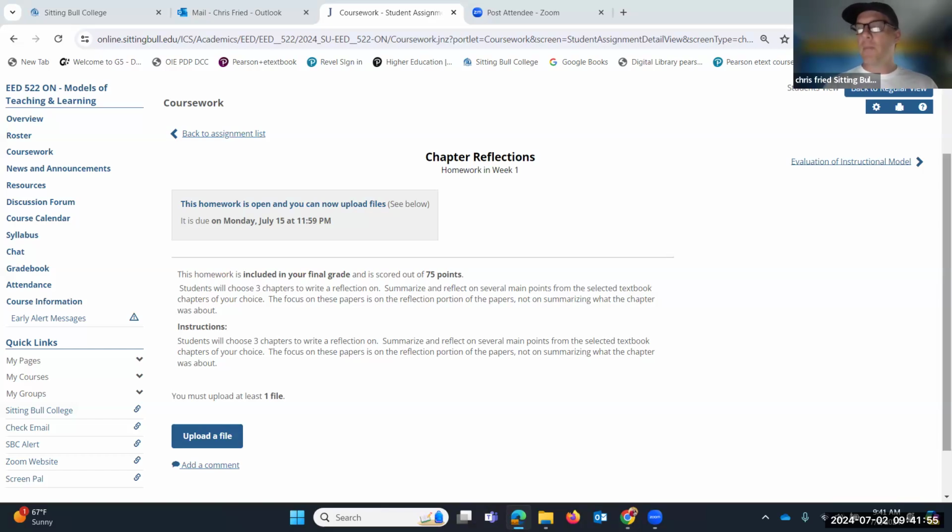So it's your option in terms of which chapters you want to do each week. If you want to do chapter 1 and chapter 20, then that would be totally fine.